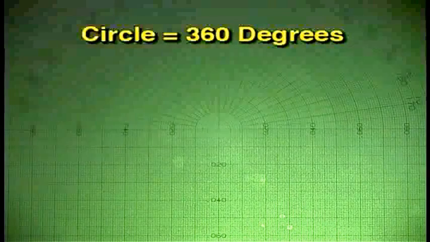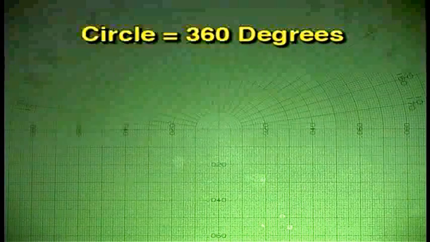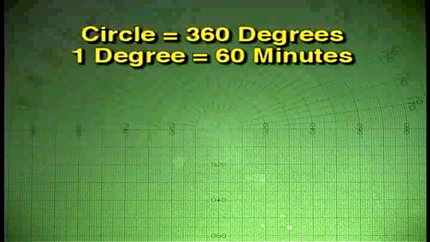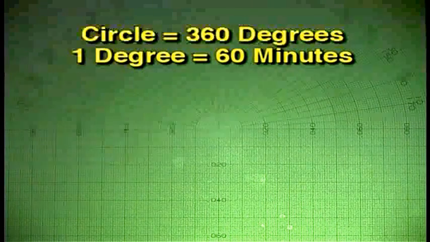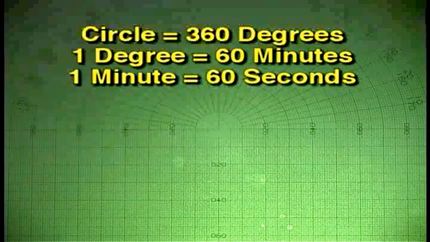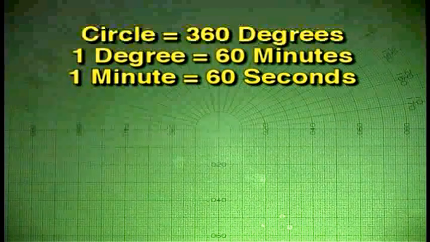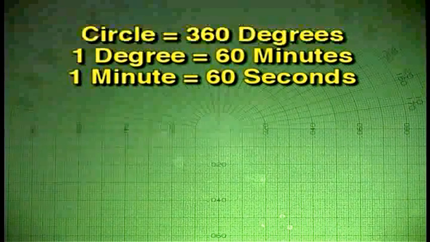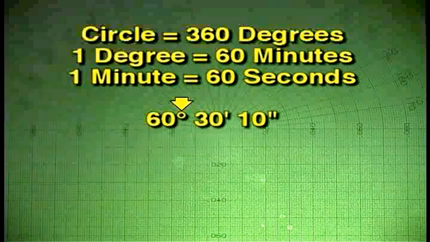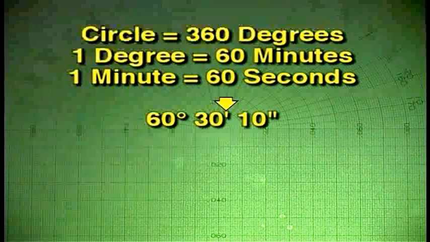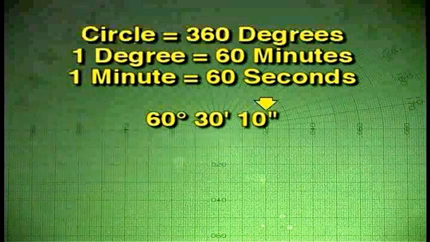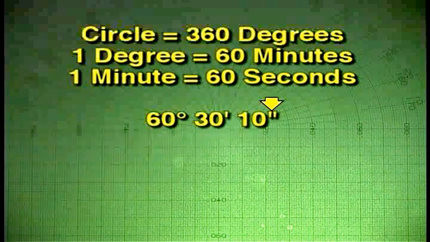A degree is 1/360th of a complete circle. Each degree is further divided into 60 equal parts, each of which is called a minute. Each minute is divided by 60 again to establish a second. This is the symbol for degrees, while this is the symbol for minutes, and seconds are denoted with this symbol.